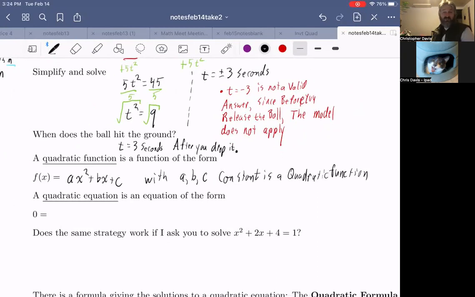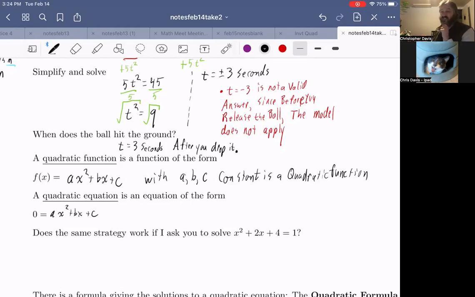So a quadratic equation is any equation with the form quadratic function set equal to 0. So anything that you can make look like ax squared plus bx plus c equals 0. So I thought that those are equations we can solve.